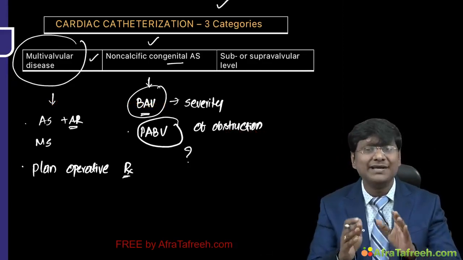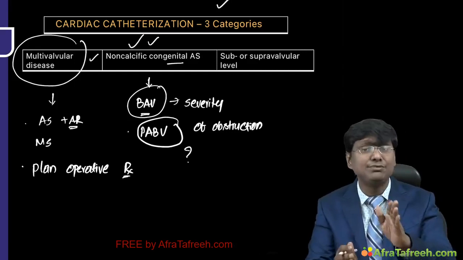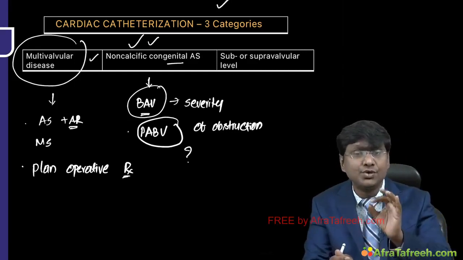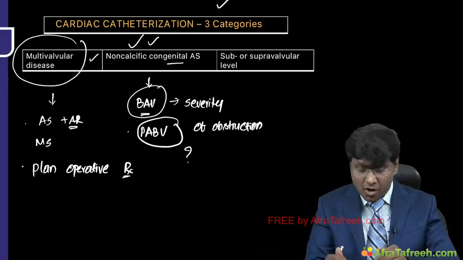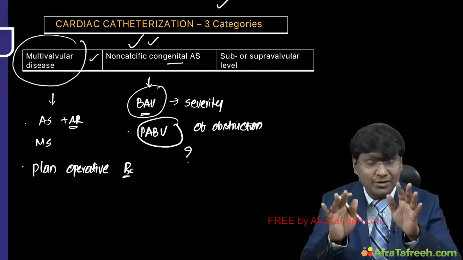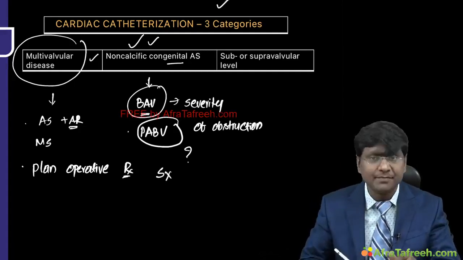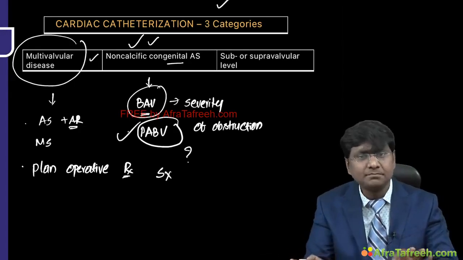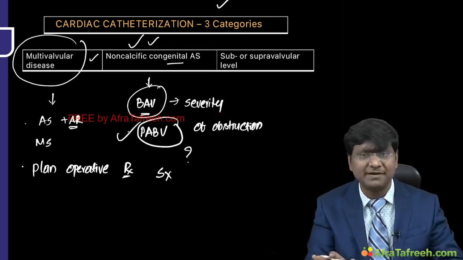So remember, in young asymptomatic patients with non-calcific congenital aortic stenosis, to define the severity of the obstruction to the LV outflow, you need to decide by doing cardiac catheterization whether to do surgery or whether to go ahead with simple PABV. That you will be able to do by cardiac catheterization in case of congenital bicuspid aortic valve.